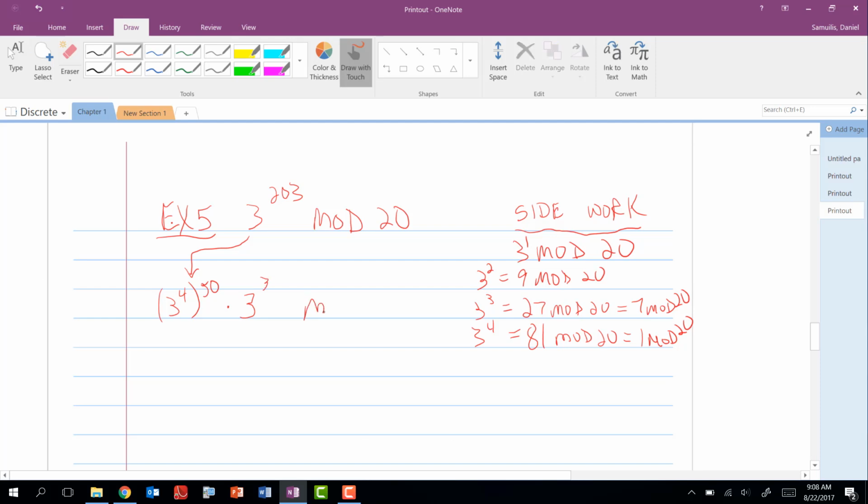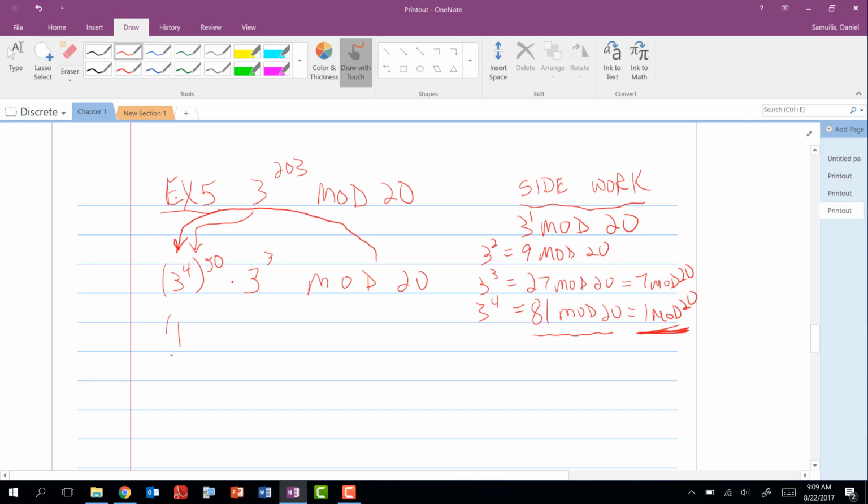Now, what you need to understand is this. You can go on this fast. So what's 3 to the fourth mod 20 then? It's actually 1. And then what's 1 to the 50th? I don't even care if you didn't write all of this. Actually, we're going to write this. 1 to the 50th is 1. 1 times 27 is 27 mod 20.